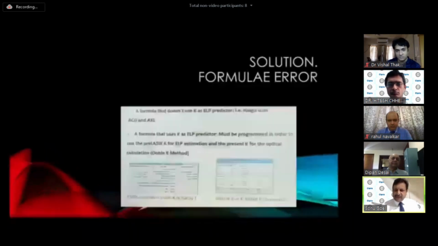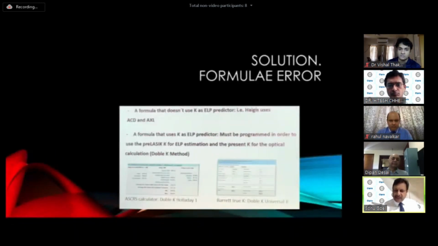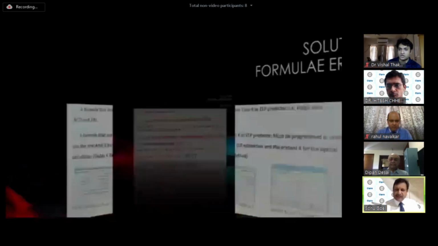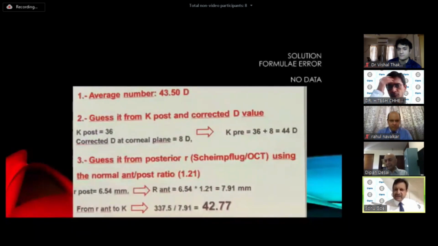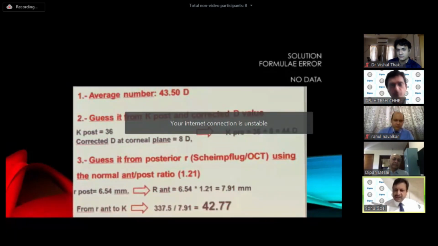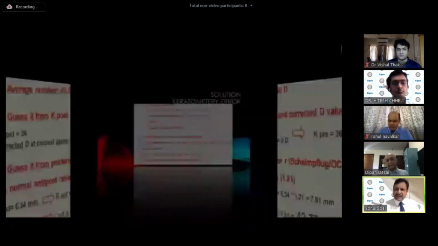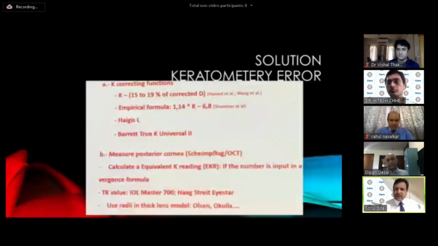So either we have a formula which is a double K method, where you have pre-operative K readings and post-operative K readings. Otherwise, if you have no data, you can go with an average, or based on the amount of diopter that you have corrected, you can guess the K value. Or otherwise, if you have a Scheimpflug and OCT system, that can always check the posterior and give you an approximate anterior curvature. And that is what boils down to giving an accurate biometry.